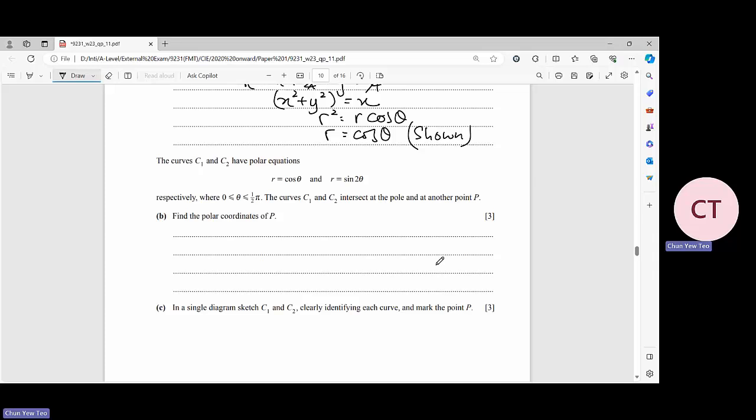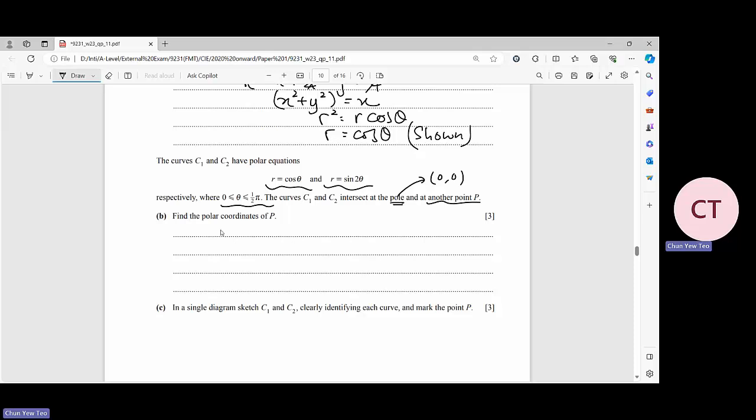Then part B. The curves C1 and C2 have polar equations. This is the curve C1, and this is C2, represented by theta from 0 to half pi. The curves C1 and C2 intersect at the pole. Pole means (0, 0). And another point P. Find the coordinates of P.